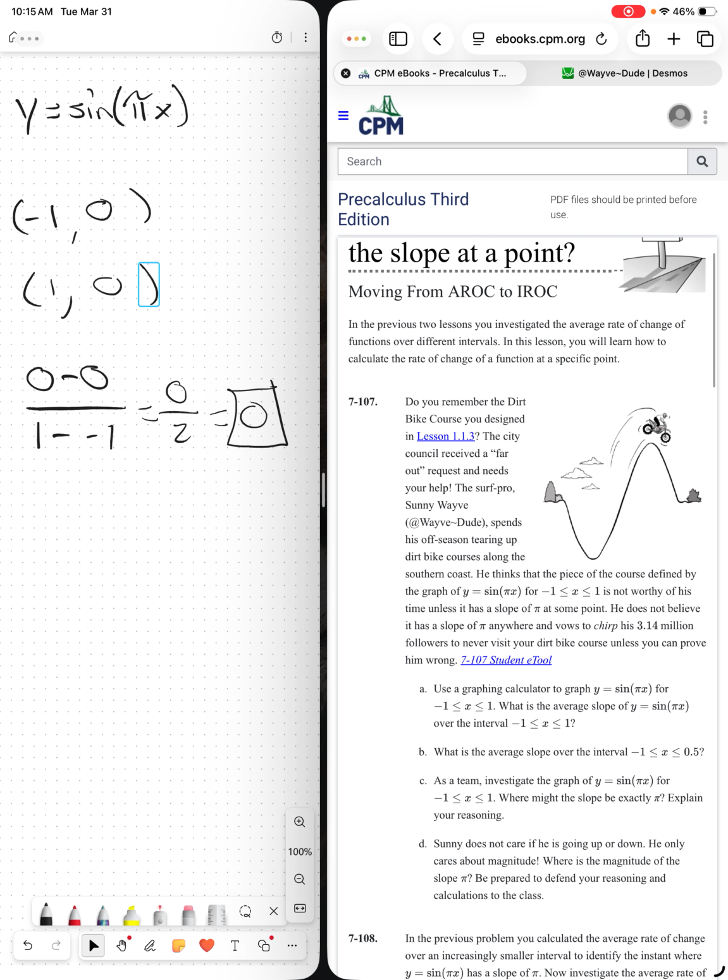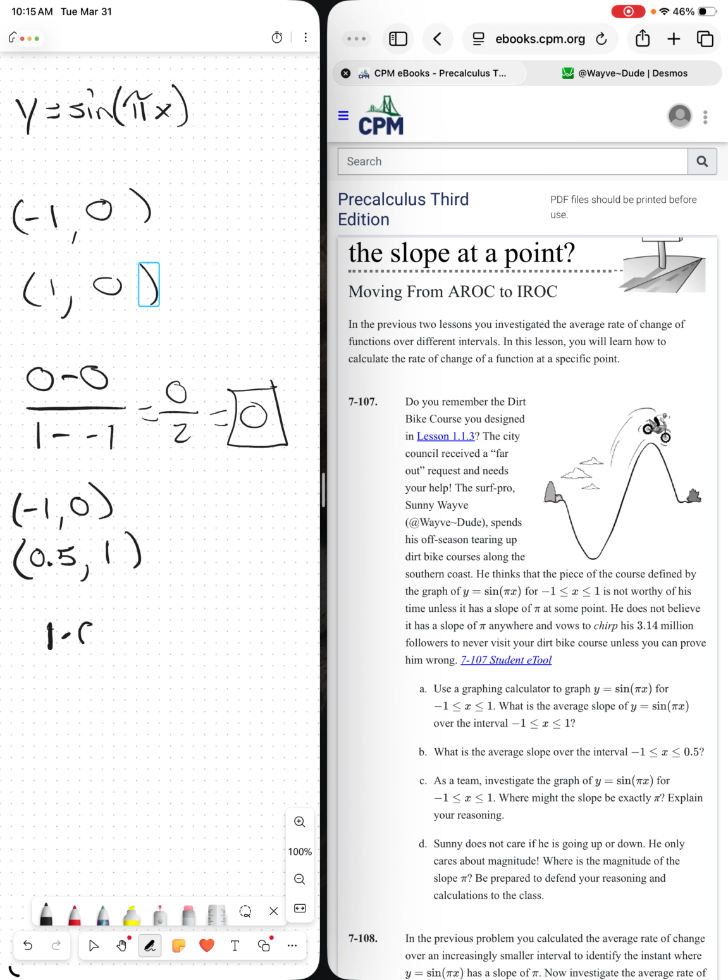What's the average slope from -1 to 0.5? Again, we're plugging this in. It's -1, 0. And 0.5 is pi over 2, which gets us a value of 1. So this would be 1 minus 0 over 0.5 minus -1, or 1 over 1.5, which is just 2/3. Still not pi. Pi is 3.14, so still not a big enough slope yet.